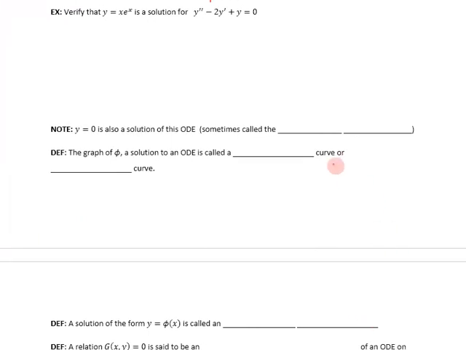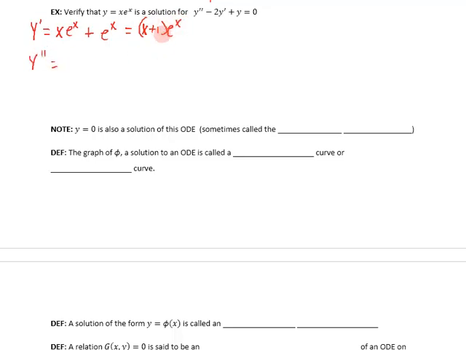All right, now at this point, we have another example. We have y equals x e to the x. We want to verify that that is a solution of the ODE y double prime minus 2y prime plus y equals 0. In order to substitute in, we're going to have to find y prime and y double prime. So let's do that off to the side over here. For y prime, the first derivative of this function, we'll use the product rule: the first times the derivative of the second plus the second times the derivative of the first, which is the same thing as x plus 1 times e to the x.